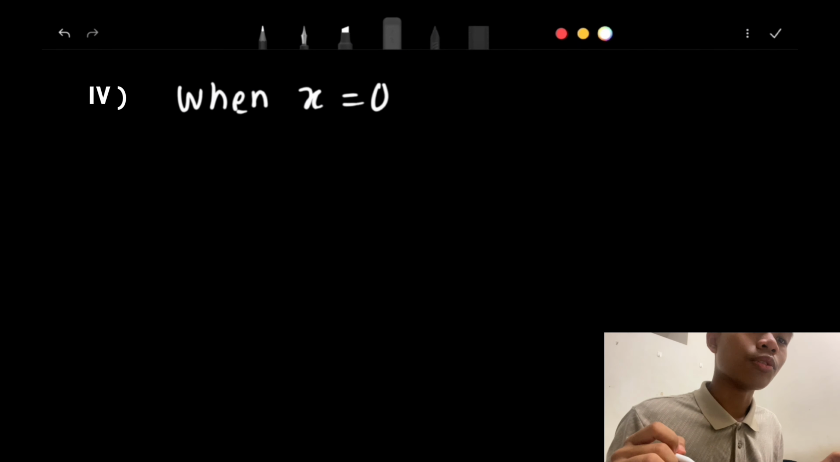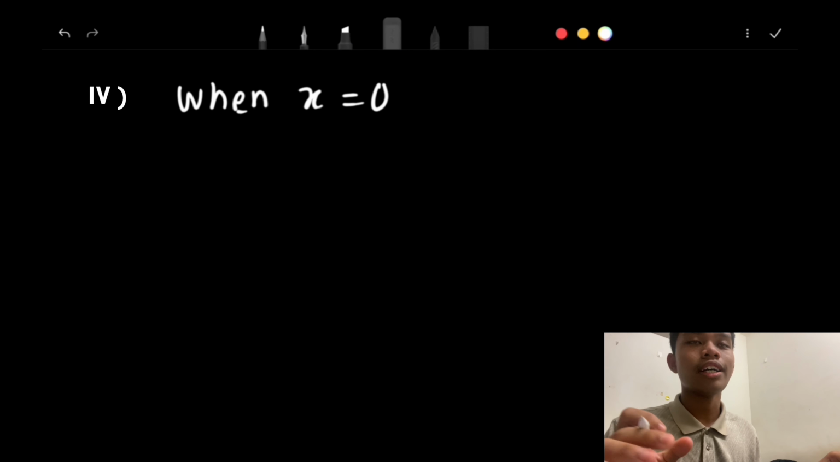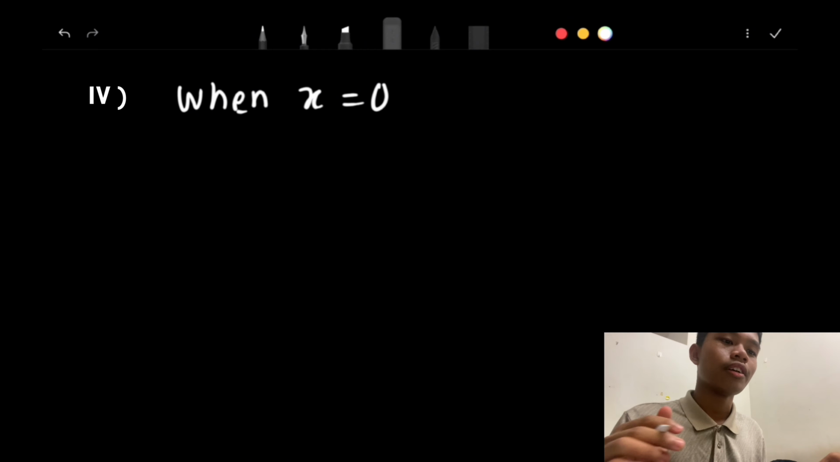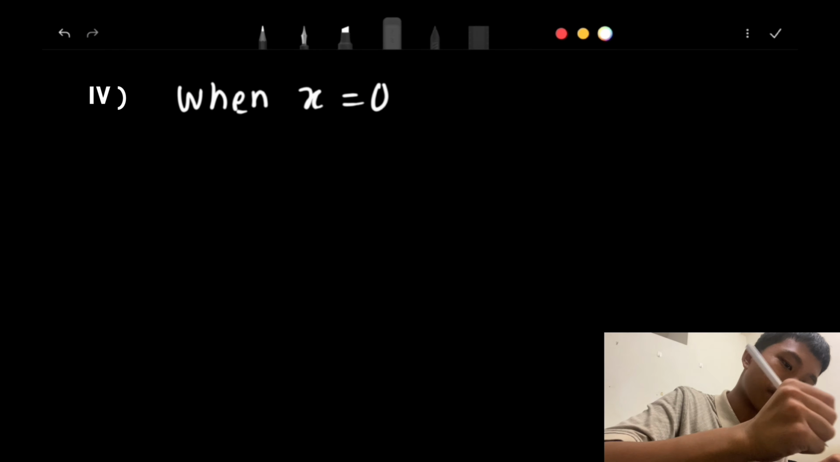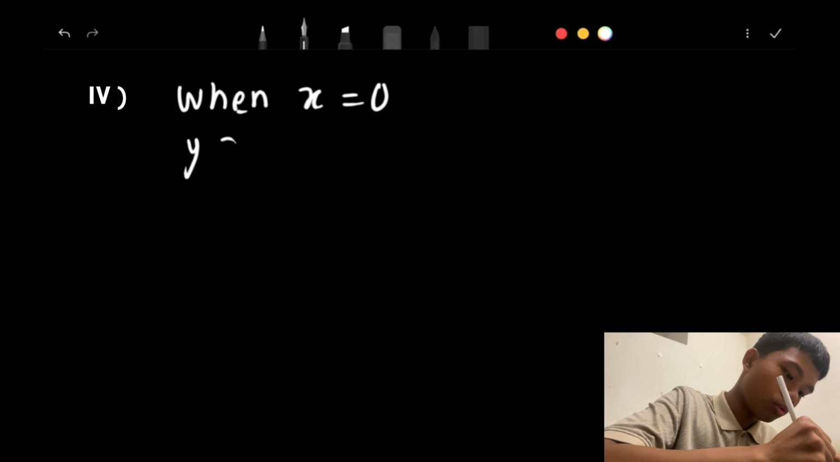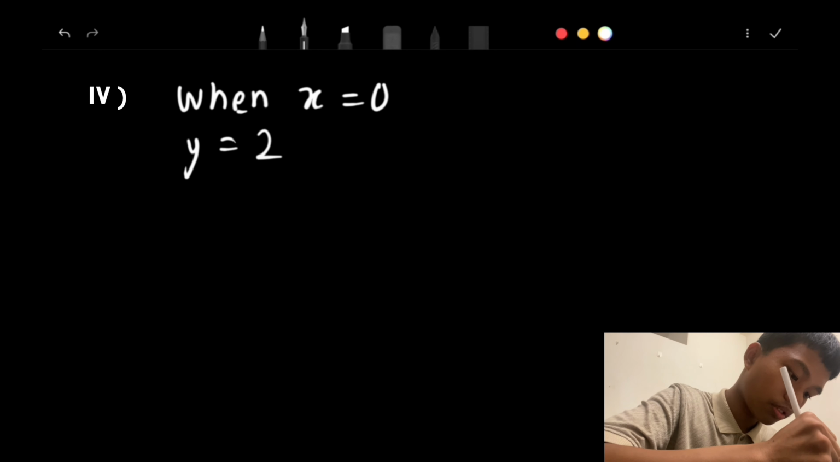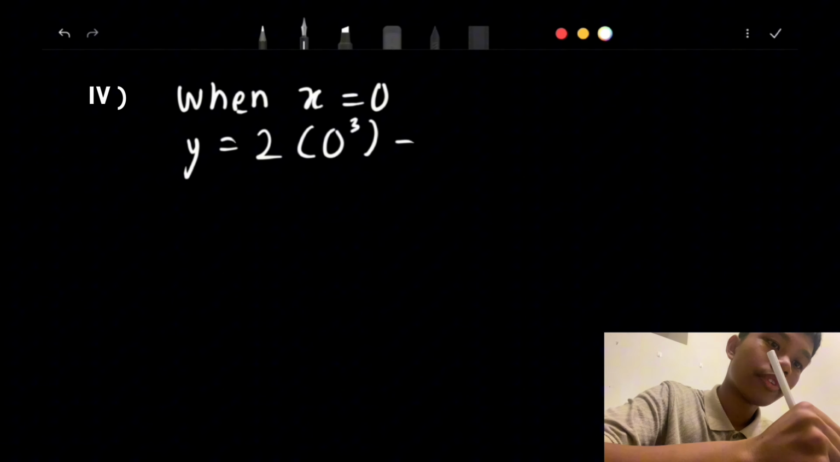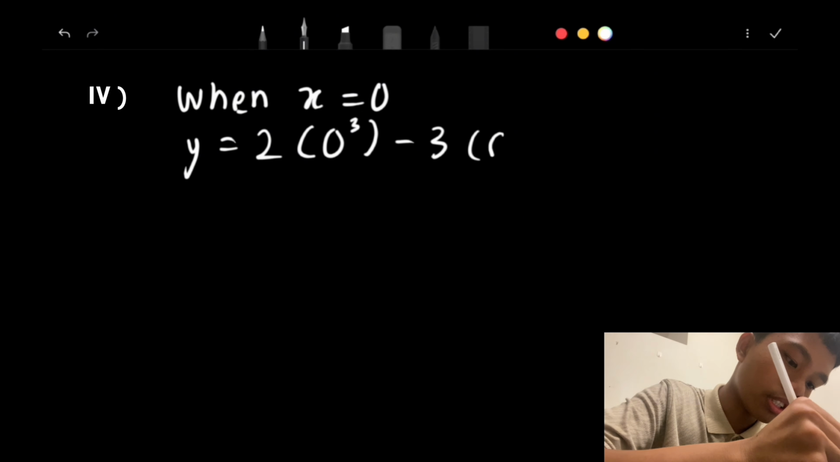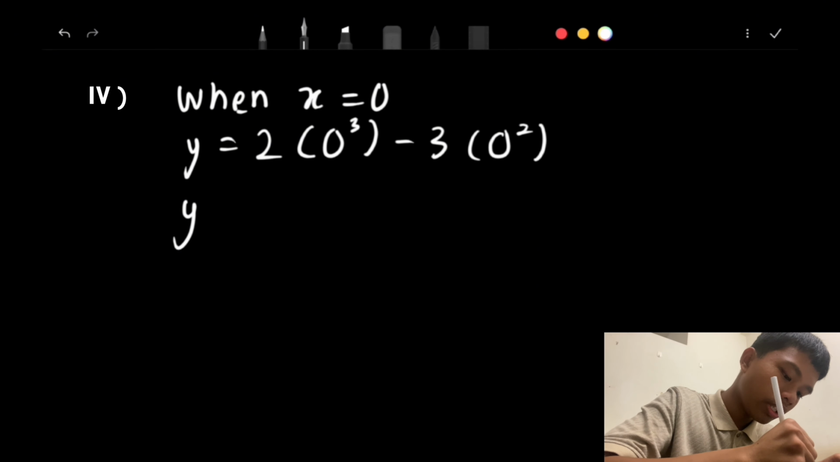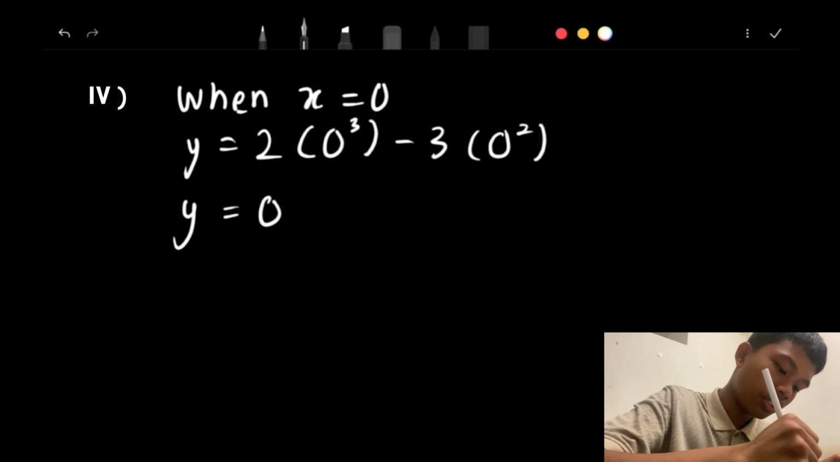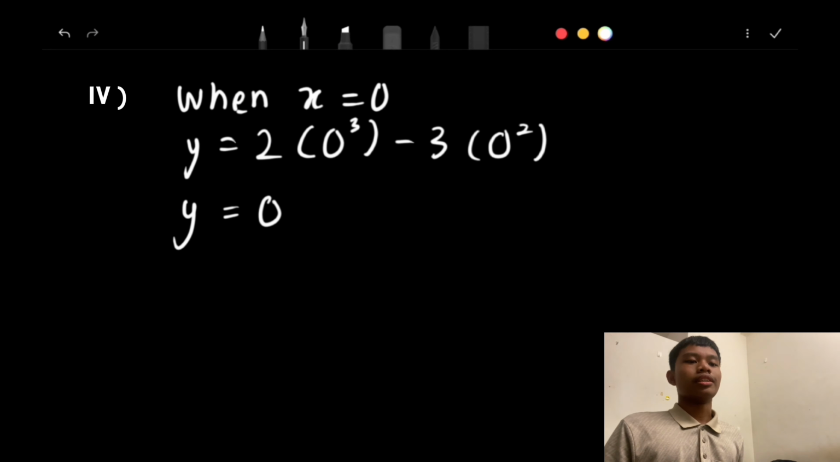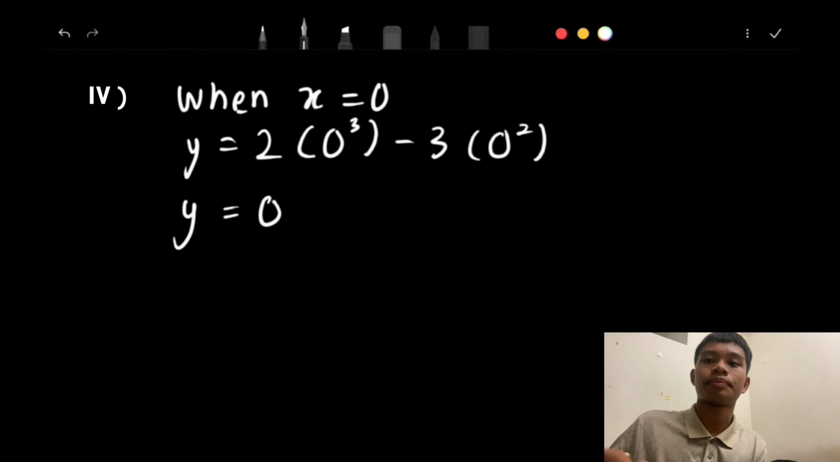So when x equals 0, we have to replace x with the value that we get, like this. y equals 2 times 0 to the power of 3 minus 3 times 0 to the power of 2. So y will be 0. So the intercept point is (0, 0).